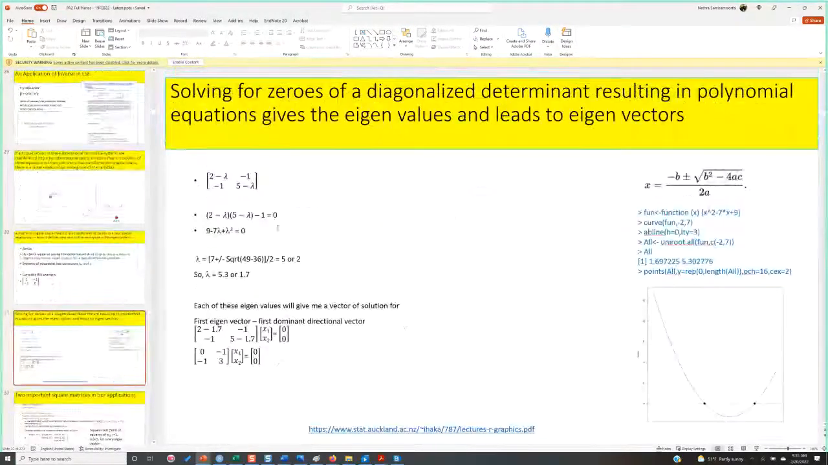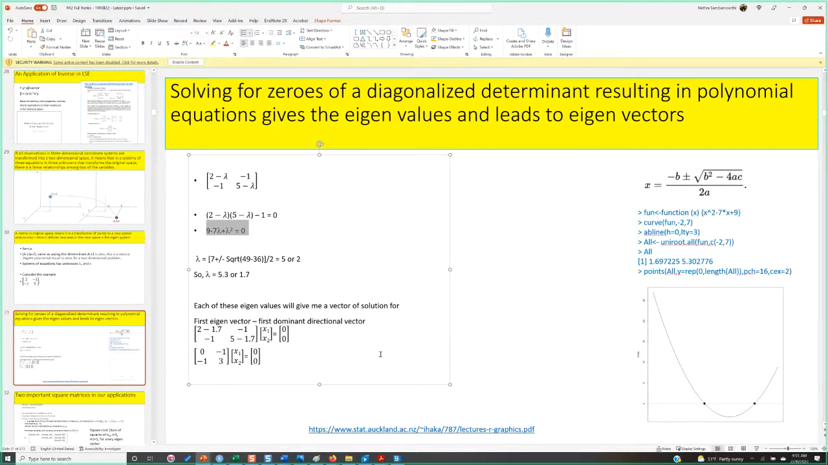This is the one I was talking about. Remember? 2, -1, -1, and 5. There is no lambda here, I'm just talking about the original matrix 2, -1, -1, 5. If I want to solve this problem, the determinant is equal to 0. The determinant is the cross product minus this cross product, equal to 0, which is basically a quadratic equation.